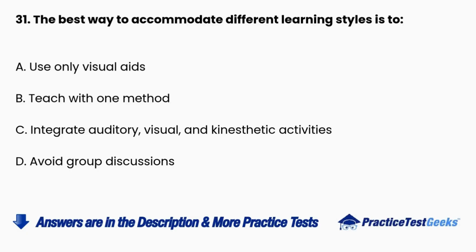31. The best way to accommodate different learning styles is to A. Use only visual aids. B. Teach with one method. C. Integrate auditory, visual, and kinesthetic activities. D. Avoid group discussions.